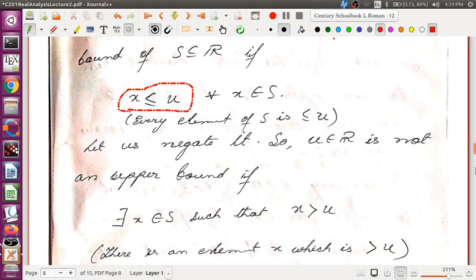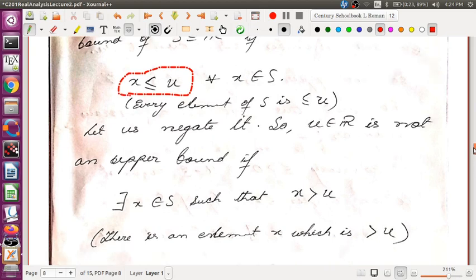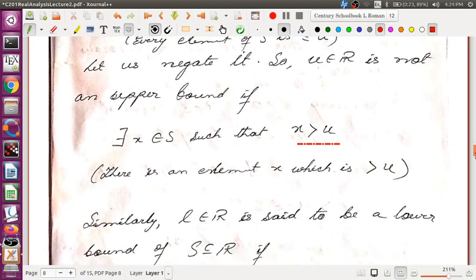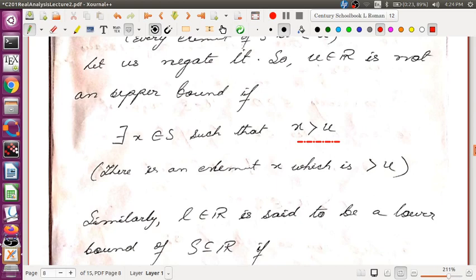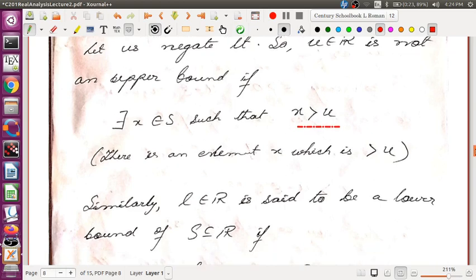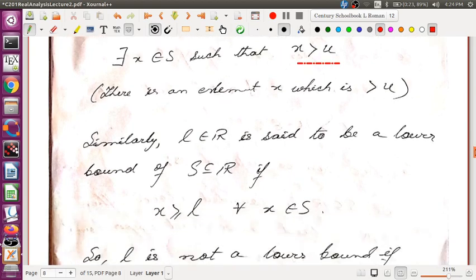So the negation will be: there exists x belonging to S such that x is strictly greater than U. There is an element of S which is greater than U. That means U is not an upper bound. If U has to be an upper bound, then every element should be less than or equal to U. So if U is not an upper bound, that means there is at least one element which is greater than U. We need to understand this.